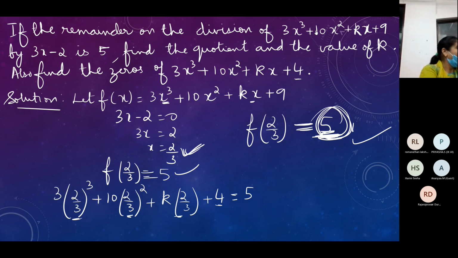Because when you subtract 5, 5 is the remainder, right? So if you subtract 5, 9 minus 5, you'll get 4 only. You have to find the zeros of the same thing, but plus 4. Plus 9 minus 5 is plus 4 only, right?